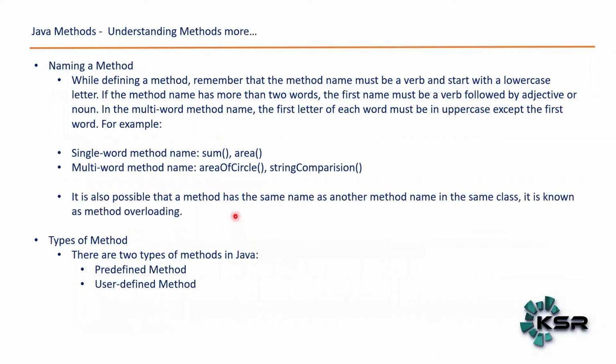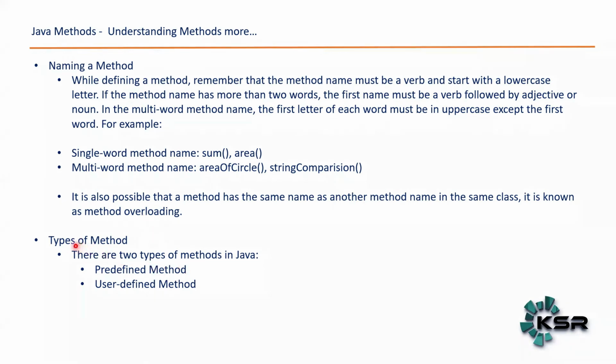So this is about your naming convention, how you have to define it. Like I told you, string comparison, you see camel case, right? S is small, comparison C is capital letter, area of circle, so O is capital letter, C is capital letter. If it is a single word, it is small letter. Okay. There is no strict rule, it depends on your organization. But this is the best practice we follow in the IT industry.